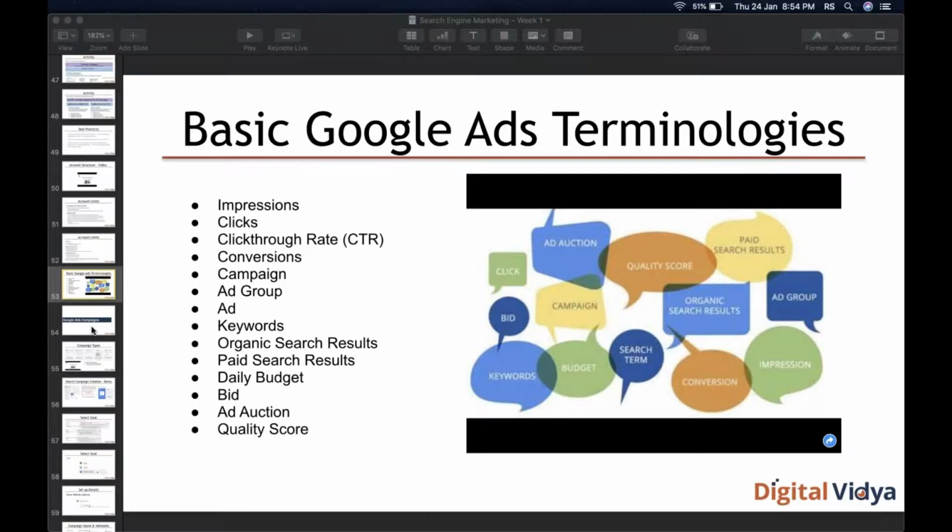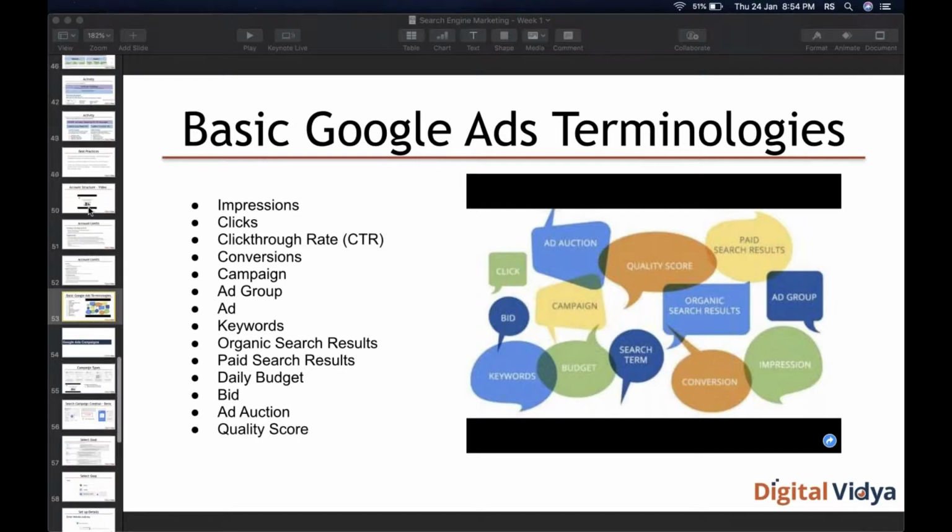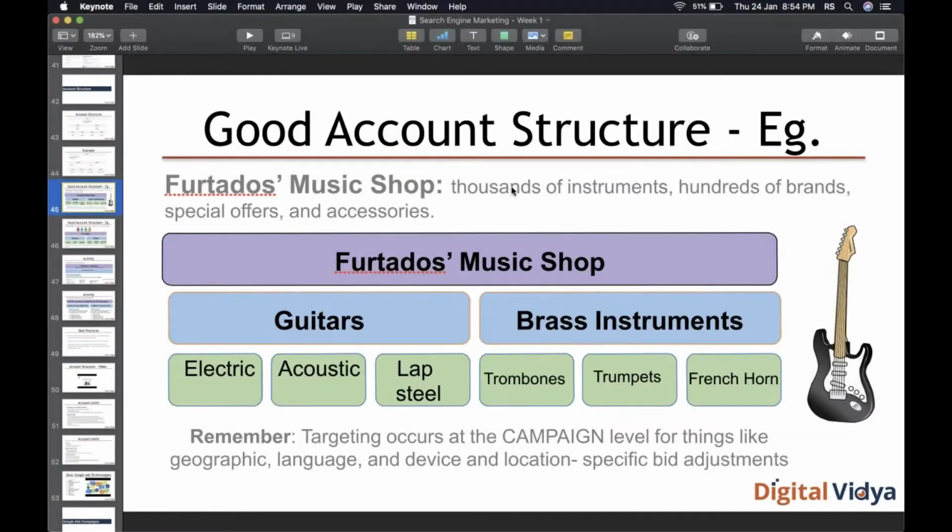We have already seen how to create the account and how to decide what my structure should be like. Also remember that for the kind of structure we have seen, there is no standard way of creating it. It will depend on what the main category is for you and what the subcategories are. For Furtado's, guitars might be a main category, because that is what their business is all about. For some other business, musical instruments might be something they sell, and for them musical instruments may become a category-level thing.